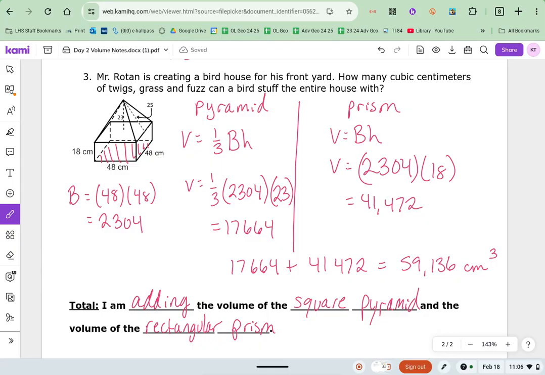You can look up and check your work when you're ready. Make sure that you use 23 for the height of the pyramid because that goes from the vertex to the center of the base. 25 would be the slant height of the pyramid. And then for both the pyramid and the prism, your base shape is the 48 times 48, the length times width, because that's how we find the area of a rectangle or square.